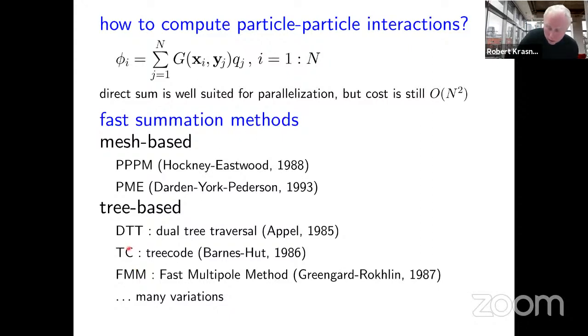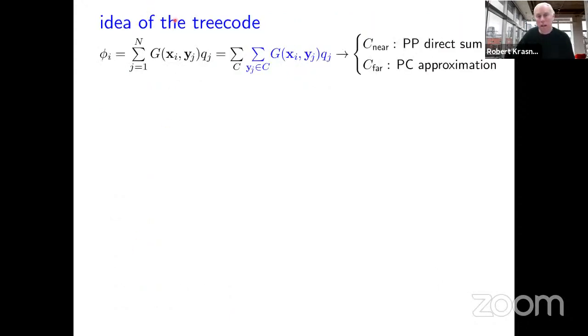So what is a tree code? Here's the idea. To evaluate this sum, we break it down into a sum over clusters. So this is a sum over all source particles. C here represents a set of clusters of source particles. Okay, and then the xi interacts with the yj's that are contained in a particular cluster of source particles.